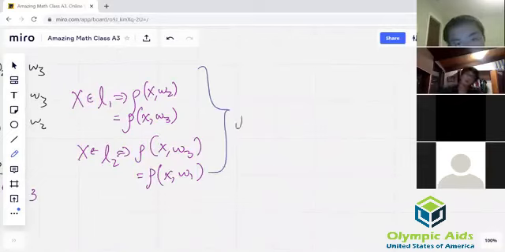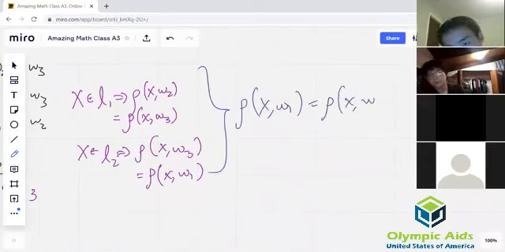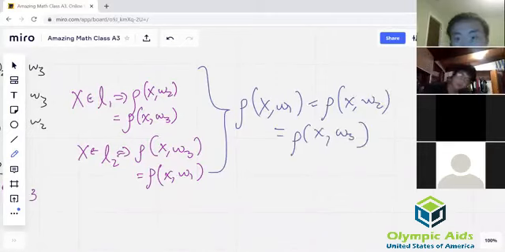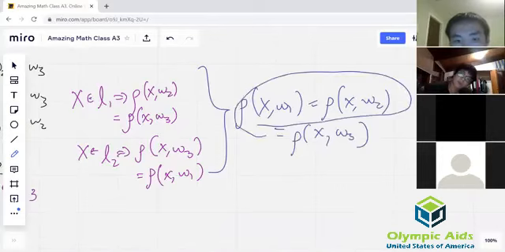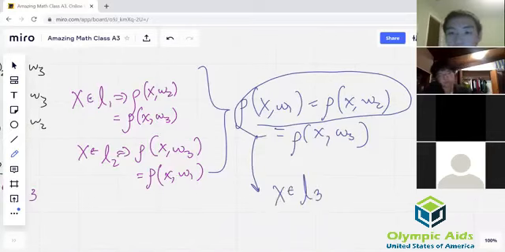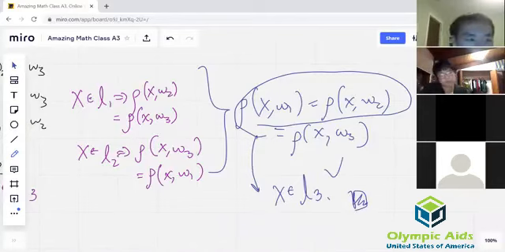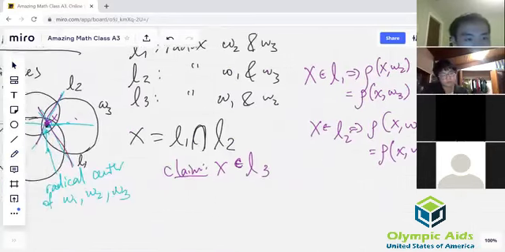Indeed, this means that the power of x with respect to omega 1 equals the power of x with respect to omega 2, which is equal to the power of x with respect to omega 3. Now let's look at these two. This tells us that x lies on L3 because it must lie on the radical axis. So we're done. This proves the existence of the radical center. And this is true for any three circles.